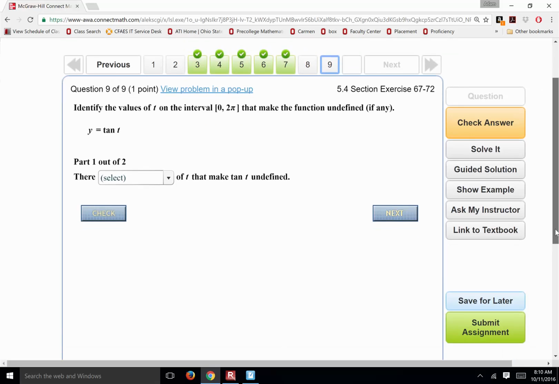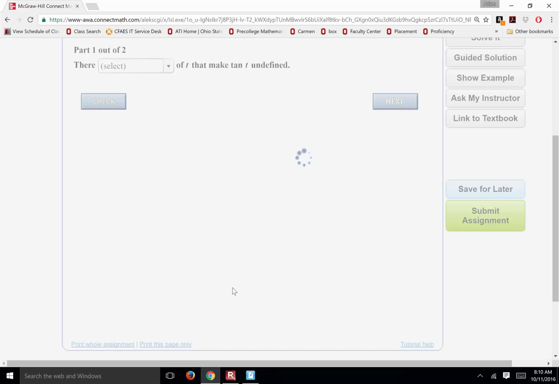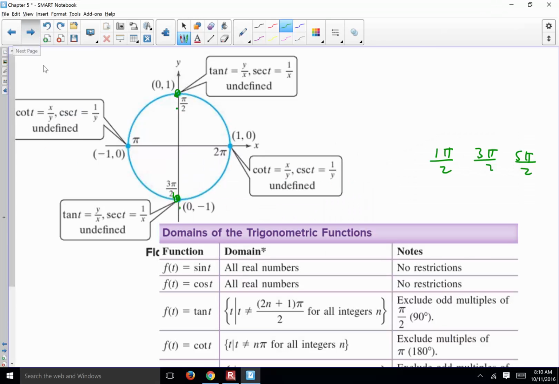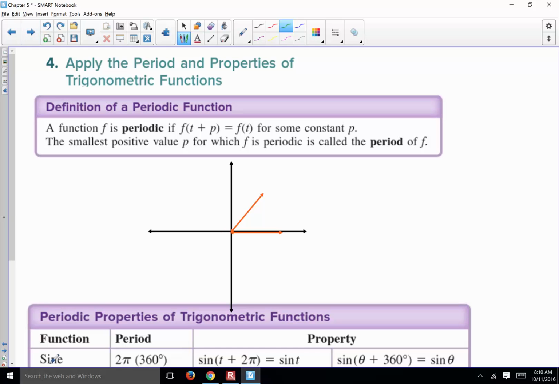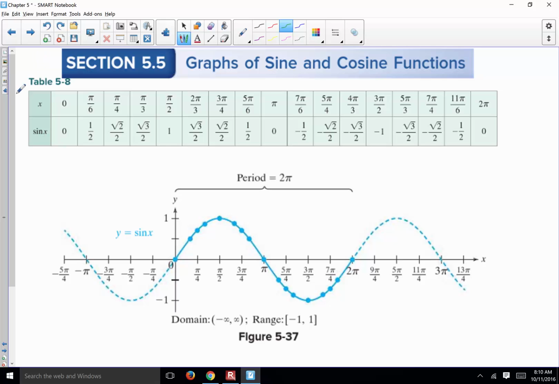Alright, this is it for 5.3, 5.4. Any questions? We are starting 5.5. That will be our final section before exam 2. 5.5 is about graphs of sine and cosine only. And 5.6, the next section, will deal with graphs of the other trig functions: tangent, cosecant, secant, and cotangent. The most important ones are sine and cosine. You definitely need to know what they look like and how to manipulate them, change them.